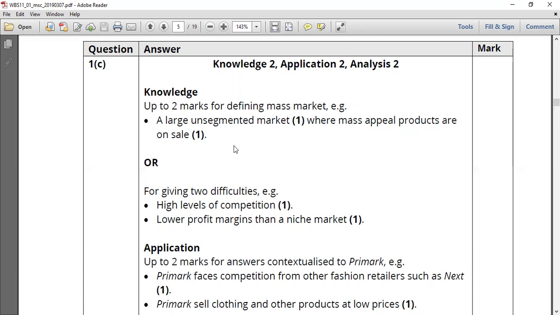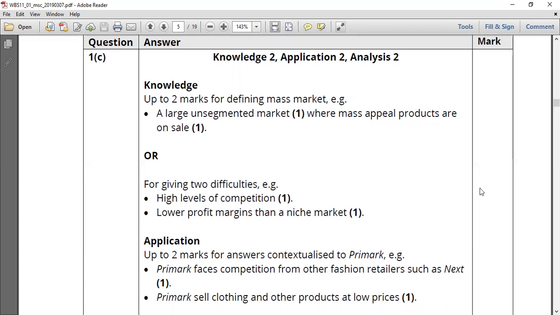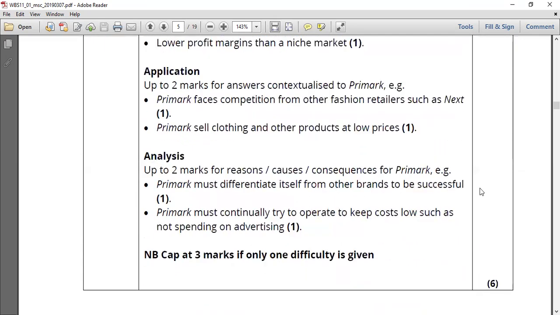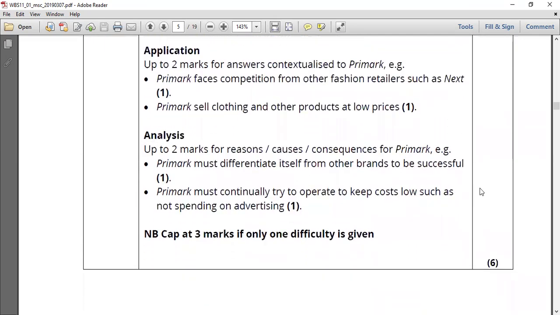Or without mentioning this definition, you can say the two difficulties Primark faces are: firstly, a high level of competition, and secondly, low profit margins compared to a niche market. Now you have to develop those points with the application process. If you say there's high competition, you can say Primark faces competition from other fashion retailers such as Next, and you can mention Marks and Spencer as well. And as a result of that, what happened?